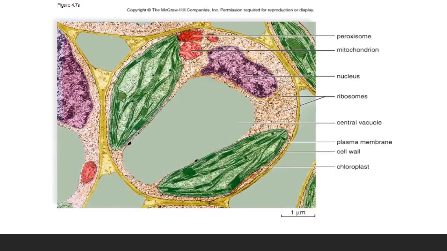This is an enlarged picture of a plant cell. Can you identify the structures that you see? So we have the peroxisome, the mitochondrion, the nucleus, the ribosomes, the central vacuole, the plasma membrane, the cell wall, and the chloroplast. Here there are some structures that are only found in plant cell but not in animal cell, like the peroxisome, the cell wall, and the chloroplast.